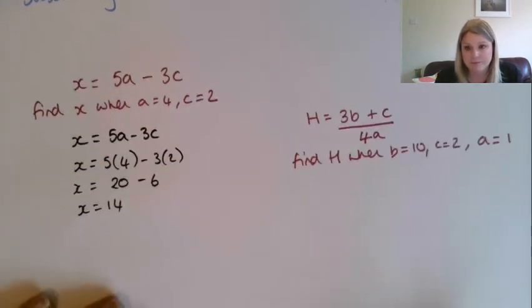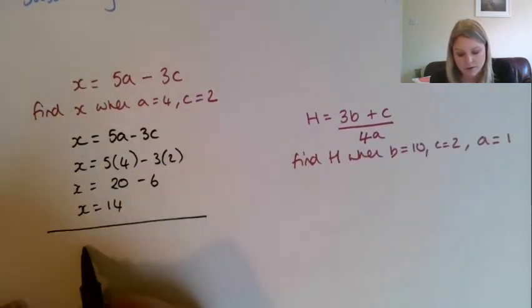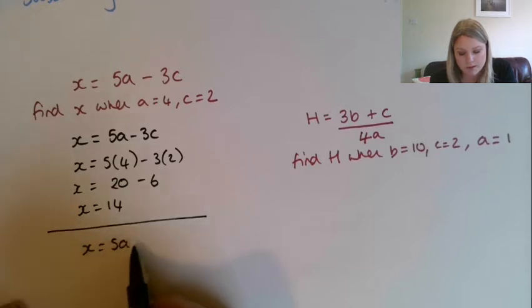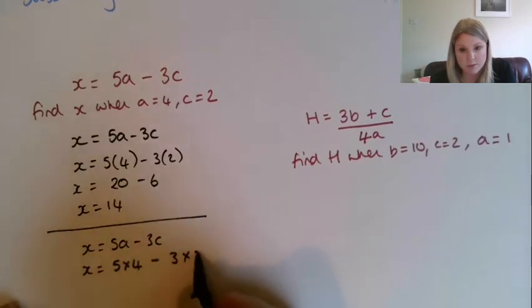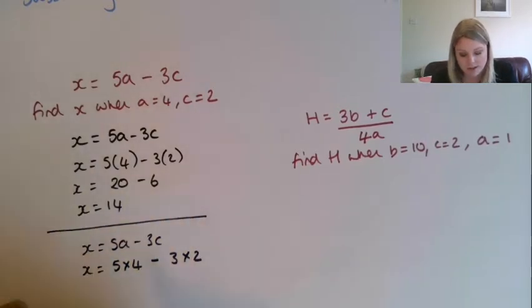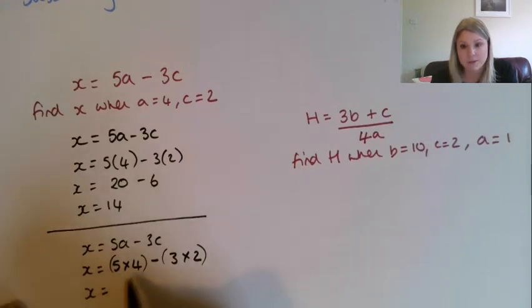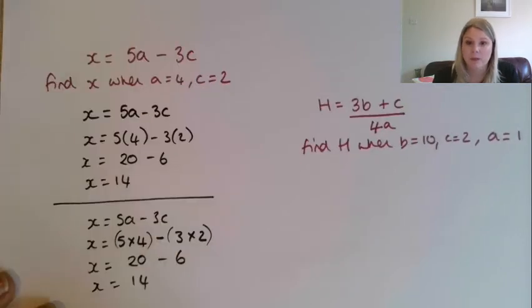Let's do an alternative. So the other way you could write that would be x equals 5 multiplied by 4 minus 3 multiplied by 2. That's fine. I prefer if you put wee brackets around those though. I do love a good bracket. And then you're working out from there on, it's going to be the same. So 5 multiplied by 4 is 20, 3 multiplied by 2 is 6. So we get 14. Okay.